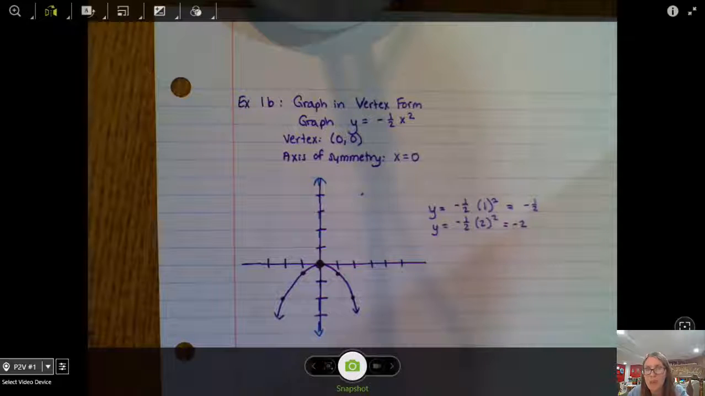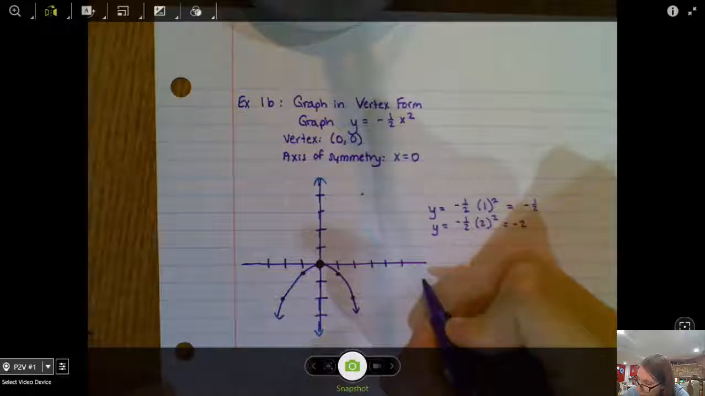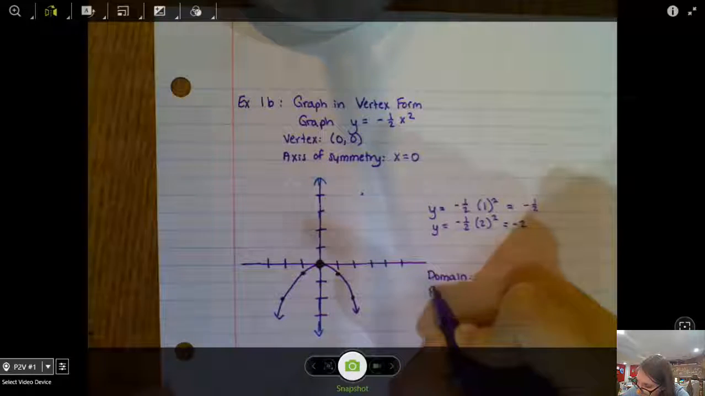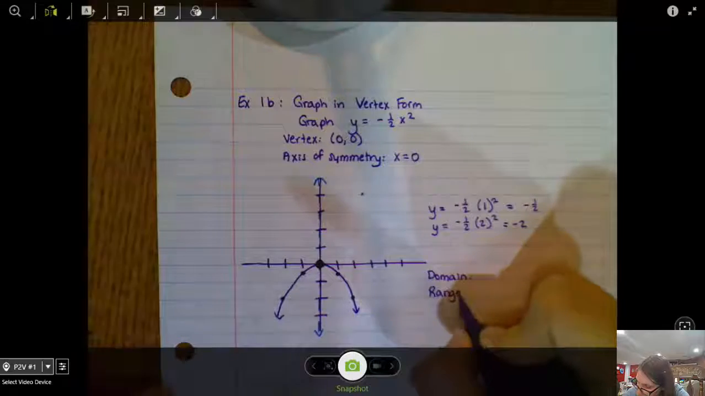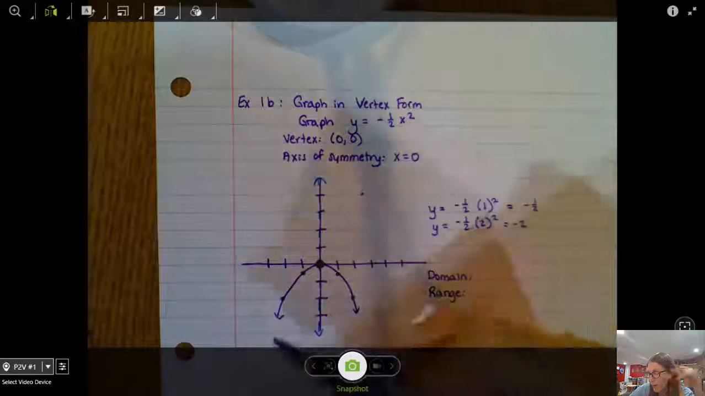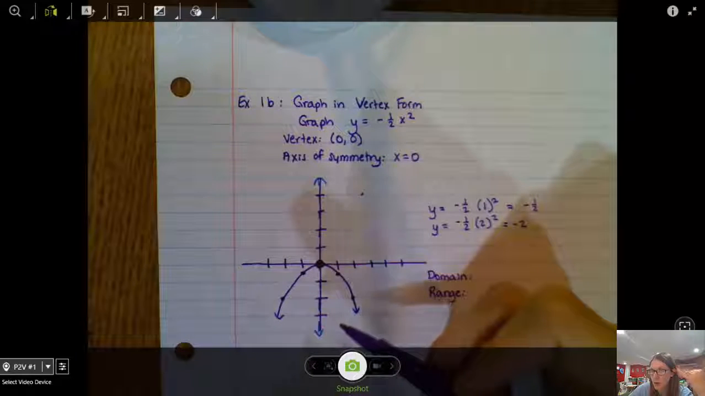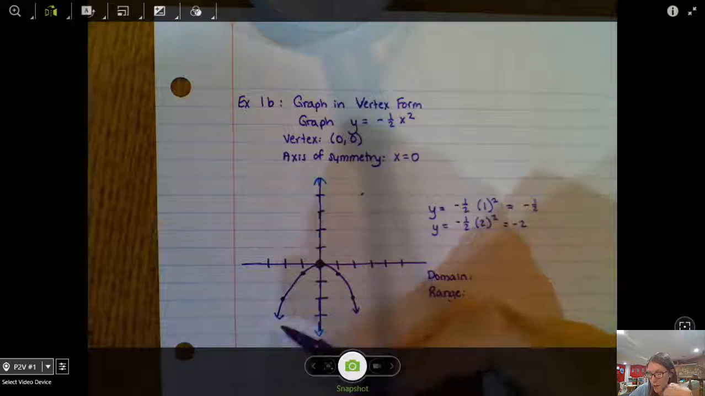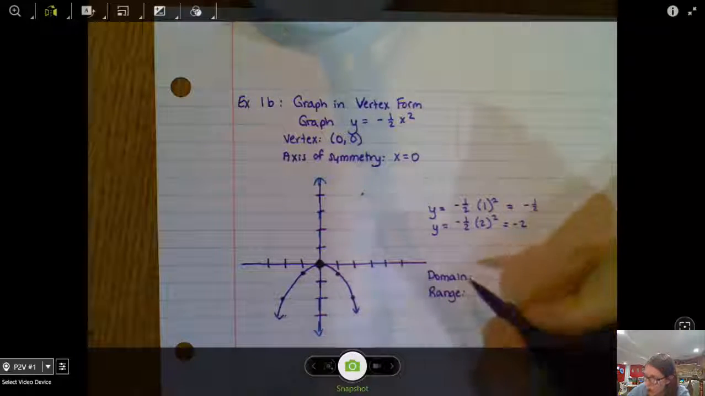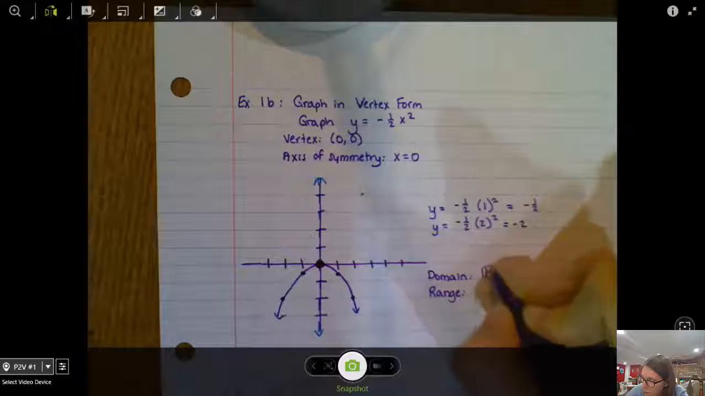All right, let's answer some of those same questions that we did before. In example 1a, we have our vertex, we have our axis of symmetry. What about the domain and the range? Our domain, left and right. We have our arrows here. Our parabola is going to go down forever, but also left forever here and right forever on this side. So our domain is all real numbers.